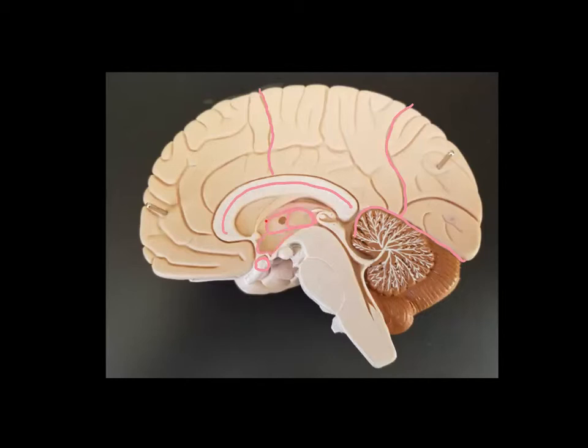So thalamus is all of this area. It does not technically include the brown spot there. That's a structure you do not need to know. And the hypothalamus is here just below that.